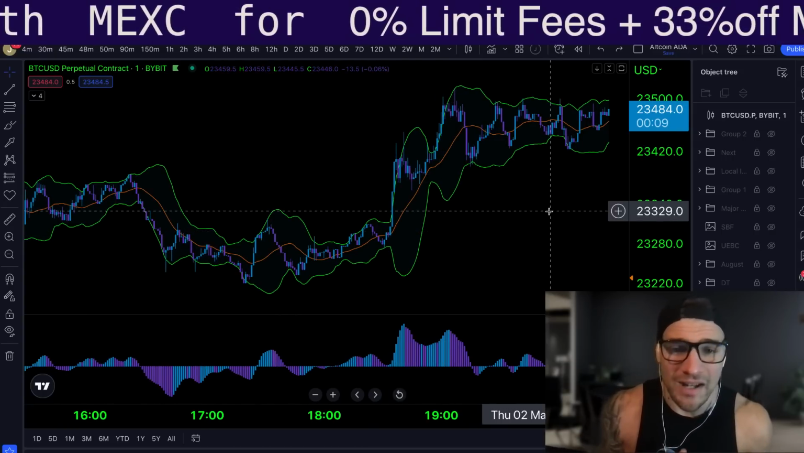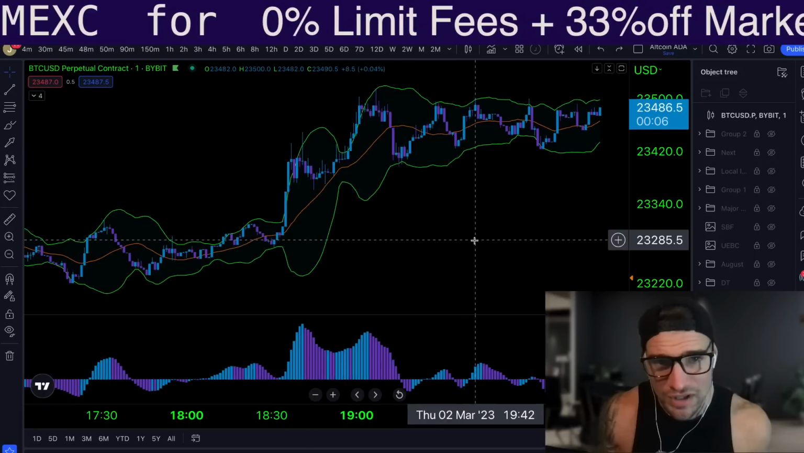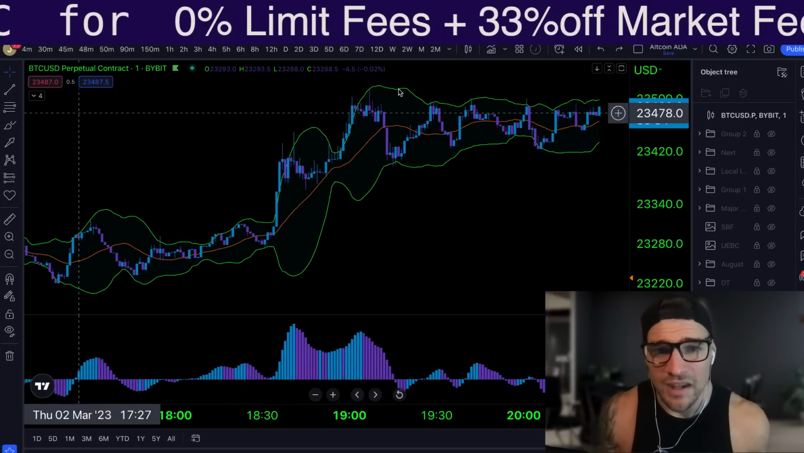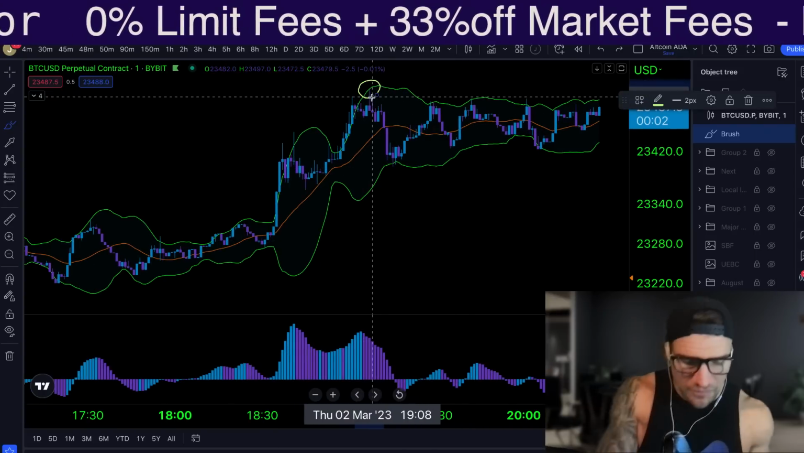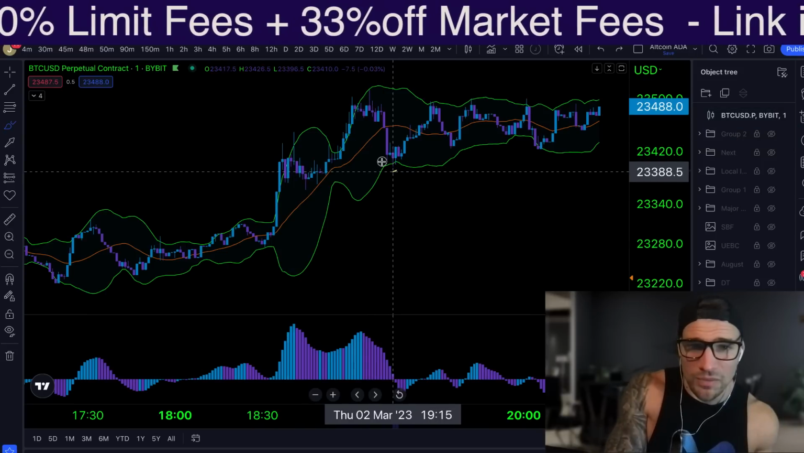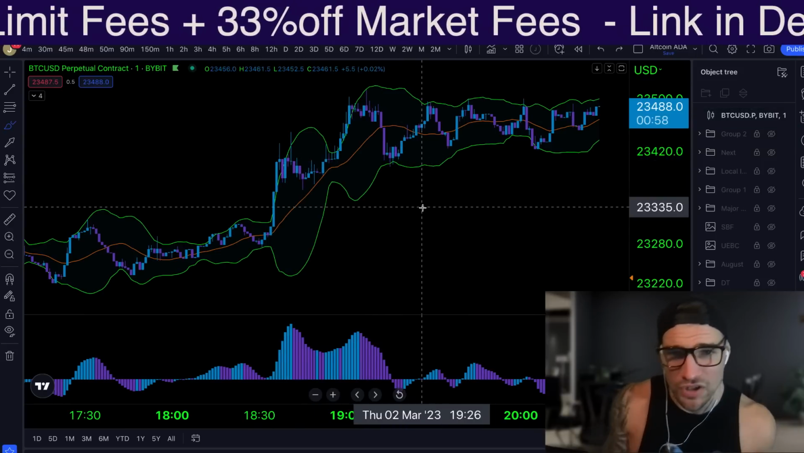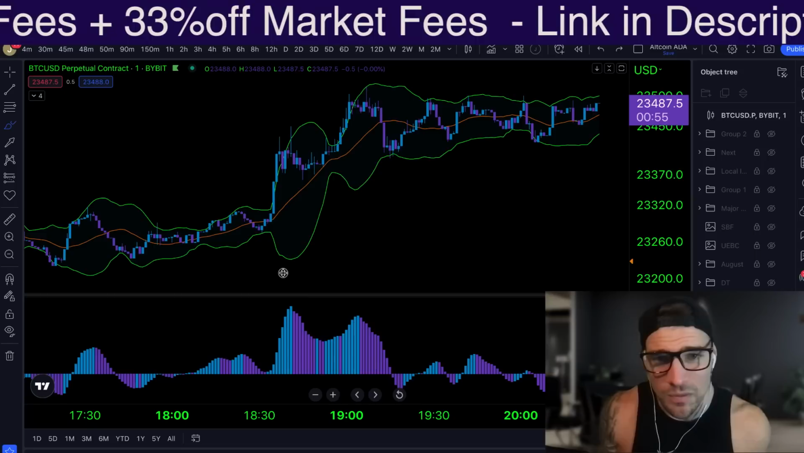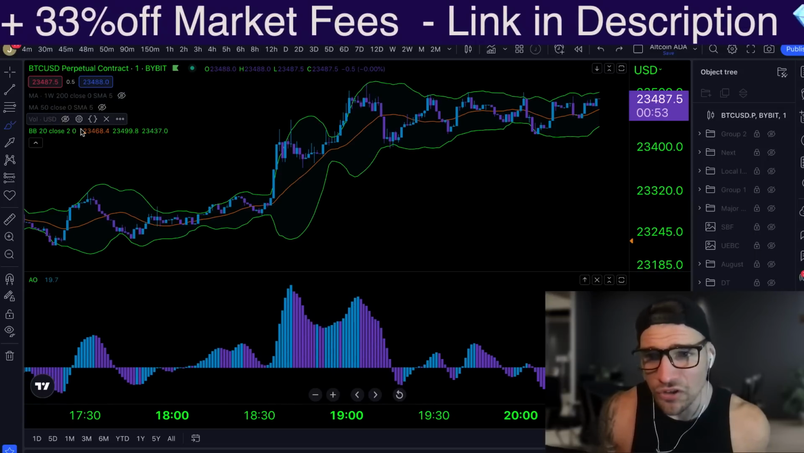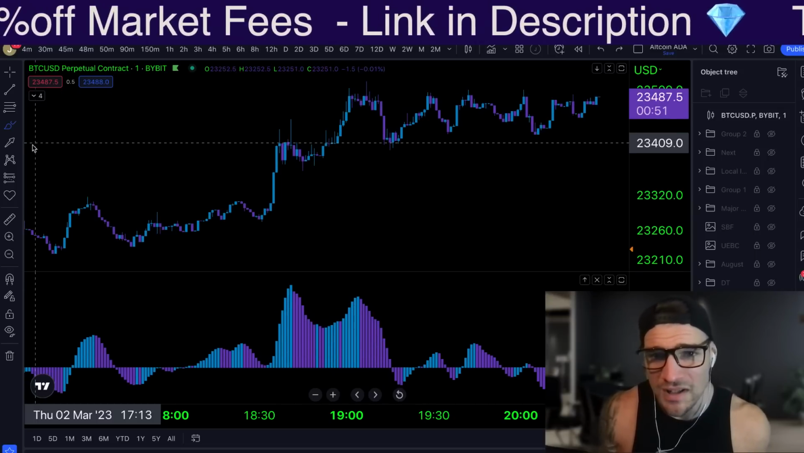And then the confirmation to get into the trade is a divergence. So if we're looking for a short trade from the upper Bollinger Band, we're looking for a bearish divergence. If we're looking for a long trade from the lower Bollinger Band, we're looking for a bullish divergence. What is a divergence? A divergence is when price and the oscillator are basically doing the opposite thing. It's showing a sign of weakness in a trend.